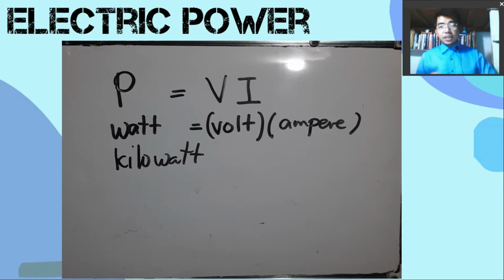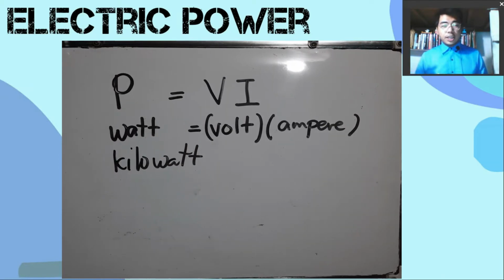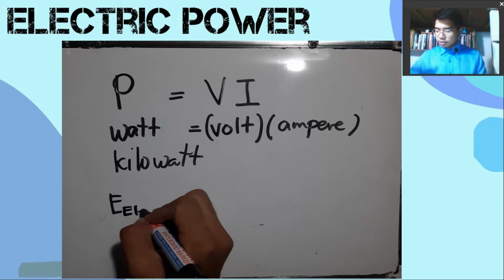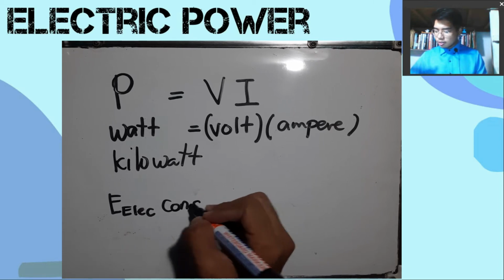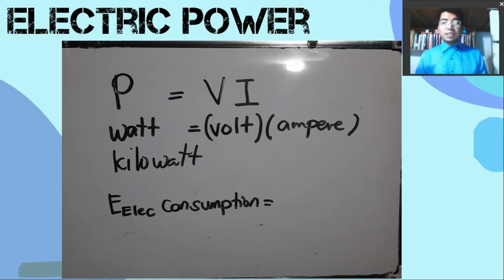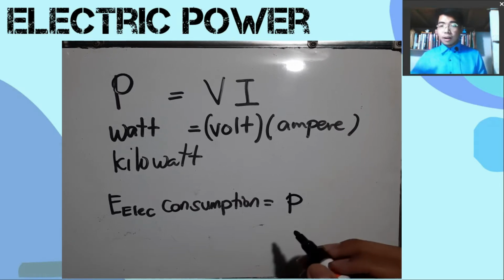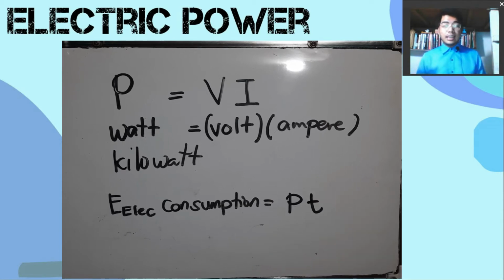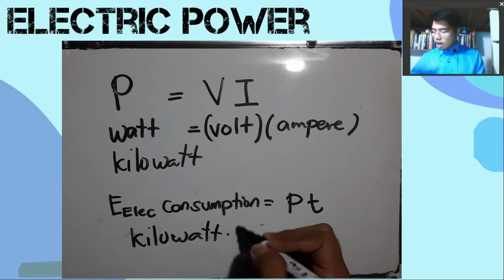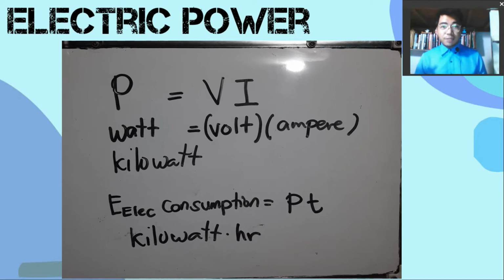Other than electric power, when it comes to household electricity, there is also the electrical energy consumption. To get the total amount of electrical energy consumption, we multiply the electric power by the time that it is consumed. Technically, electrical energy consumption is equivalent to the unit kilowatt-hour, which is more familiar to every one of you.